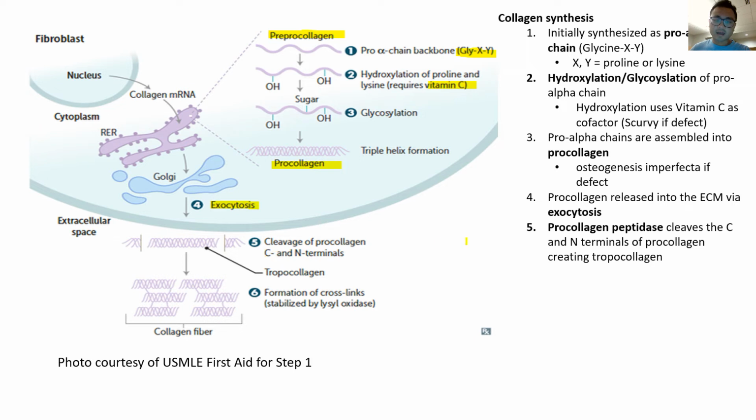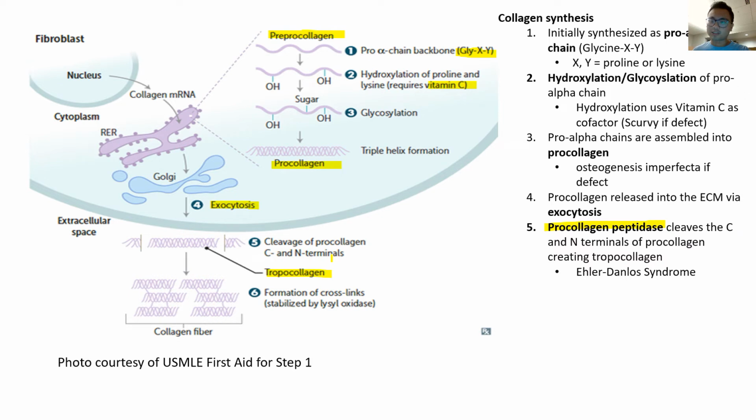And then an enzyme called procollagen peptidase is going to cleave the C and N terminals of procollagen and create tropocollagen. And someone with Ehlers-Danlos syndrome is going to end up having a deficiency in procollagen peptidase. And someone with Ehlers-Danlos syndrome is going to have distensibility of their joints. And this should make sense because the collagen fibers are just too long.